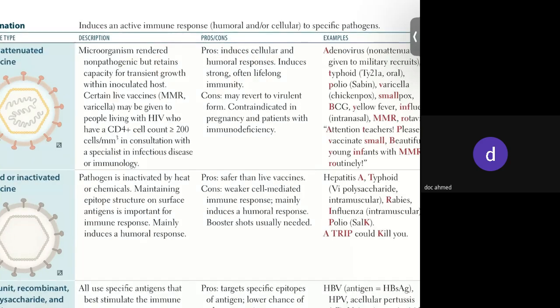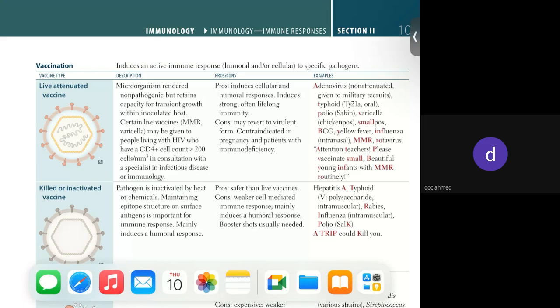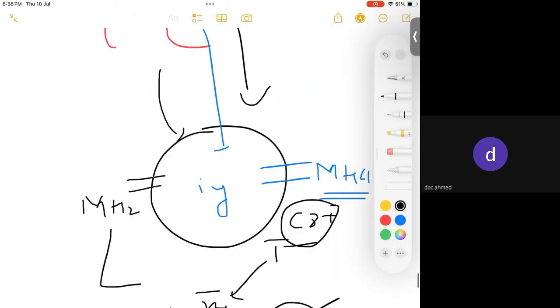So here you can see the pros: they induce cellular and humoral responses. These viruses, or bugs, are live, so they can infect the cell, and infection of the cell gives us a T cell response. T cell is a cellular response.